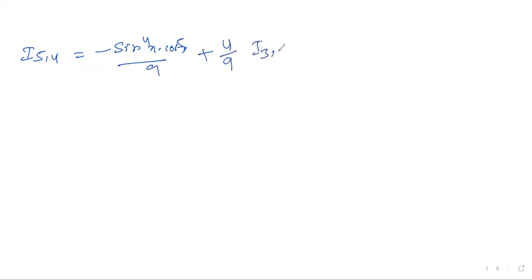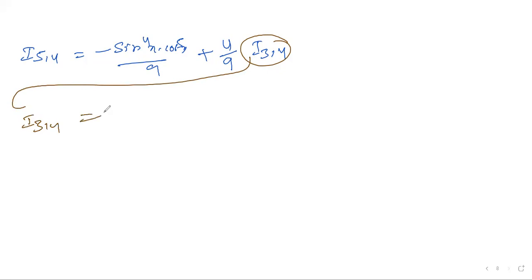So I(3,4), according to the formula for I(m,n), I'm working over there. What I'm going to get is here. I'll write it on a fresh page copy so that it is clear. I(5,4) is equal to minus sin^4 x cos^5 x by 9 plus 4 by 9 into I(3,4). This I(3,4) I'm working over here.